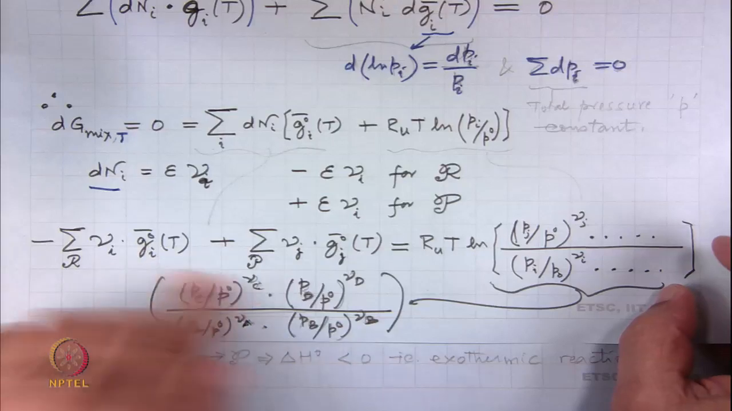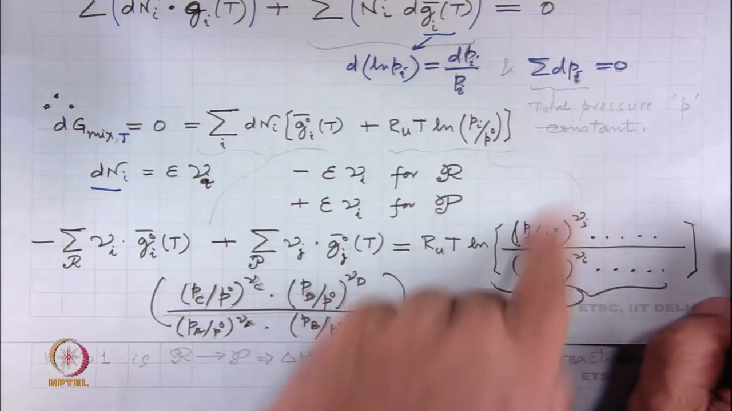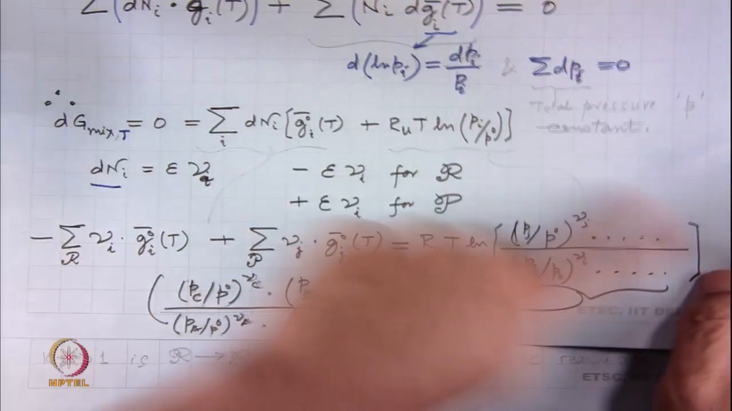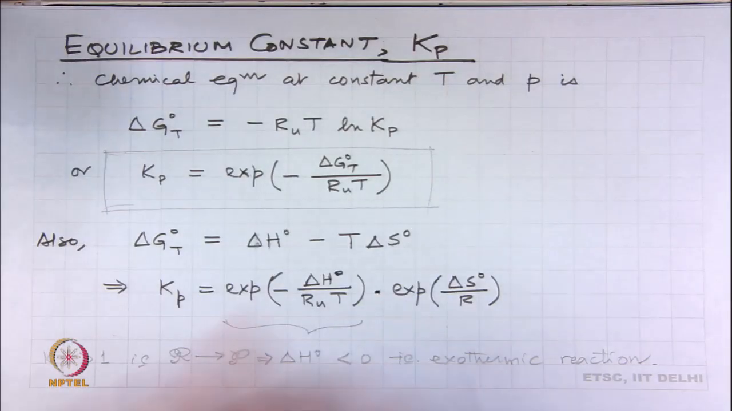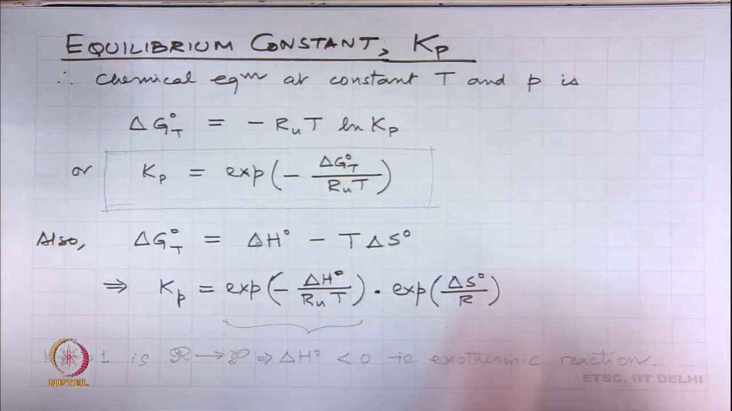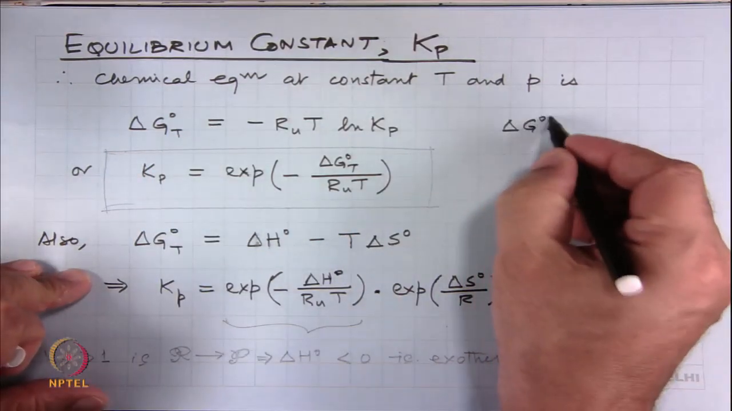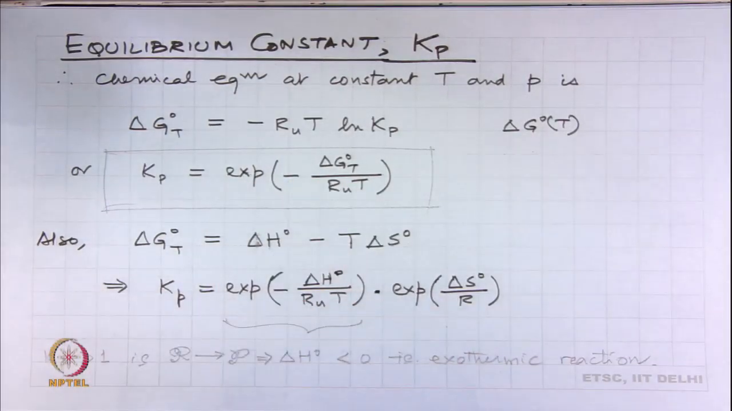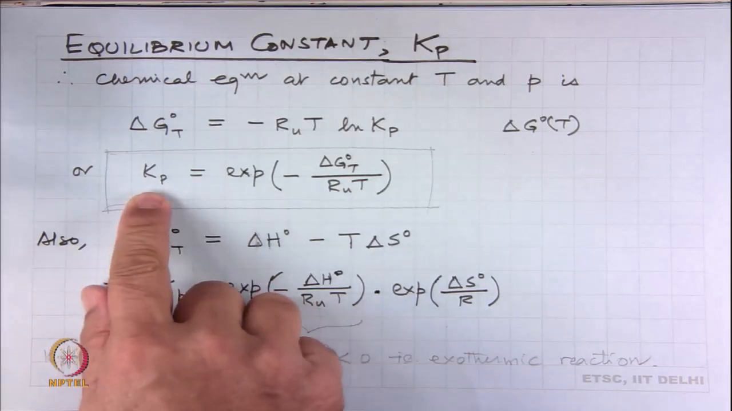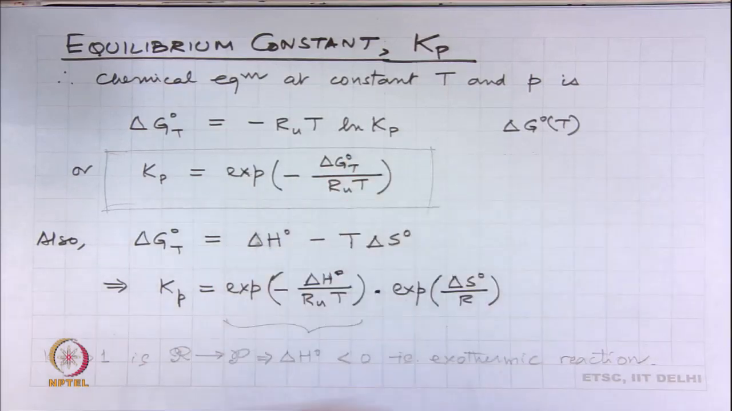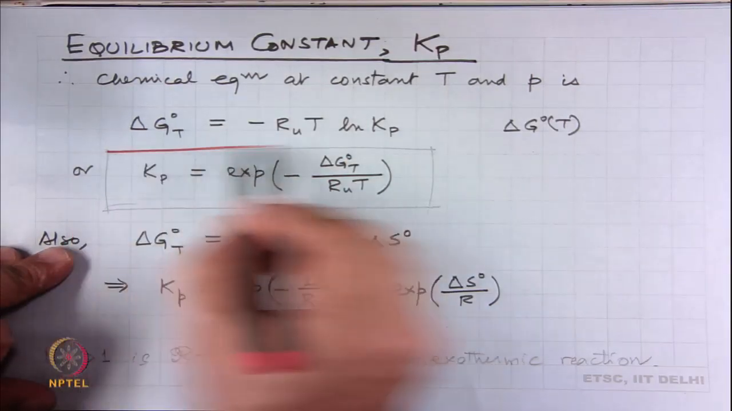This is what we had. All of this was R u T ln of all of this, which was d G mix at T. So, now we know that this whole thing becomes K p, and our expression becomes much more elegant: delta G 0 at temperature T is minus R u T ln K p. And so, we now get a new expression that the equilibrium constant K p can be expressed as exponential of minus delta G 0 T upon R u T, R u being the universal gas constant.